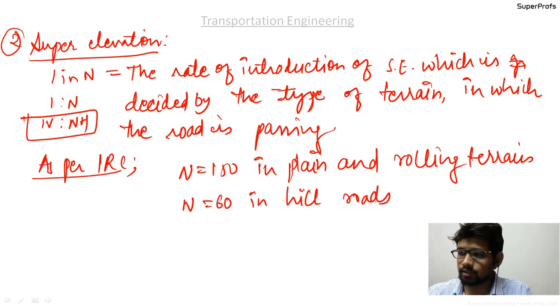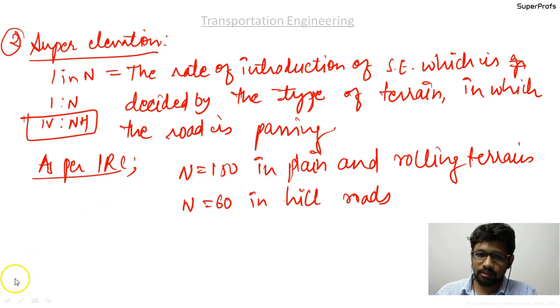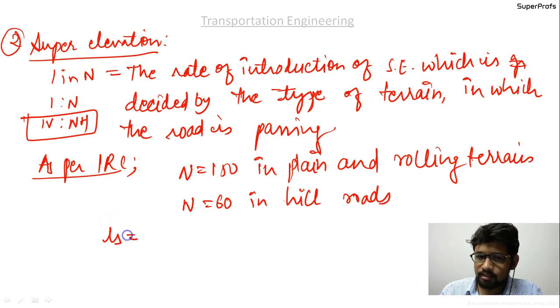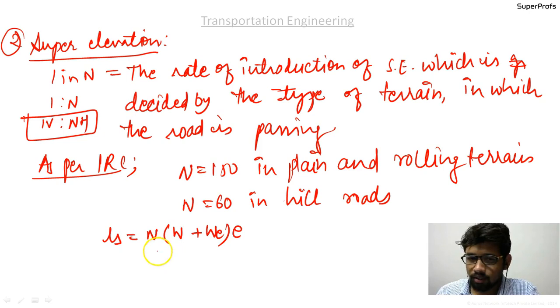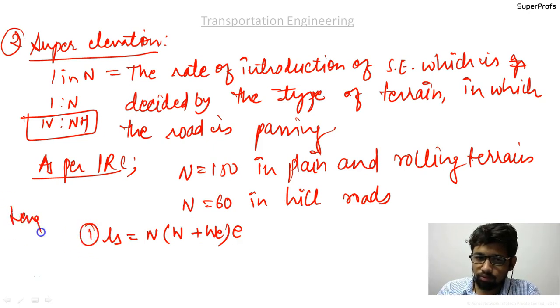When n is equal to 60 in hill roads, please keep it in mind, okay guys. So what happens in this case, using this, the length of super elevation, Ls, the length of the transition curve Ls, is given as N in bracket W plus We, that is the width of the road including the widening, into small e, the super elevation, and this is when the rotation is about the inner or the outer edge. Okay, this is formula 1, that is the formula for length of transition curves.